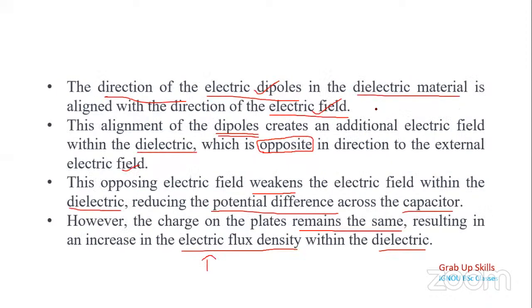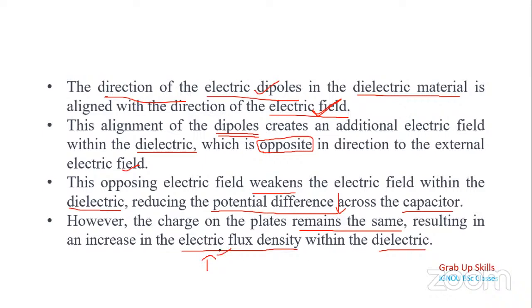Okay, so now the direction of the electric dipoles in the material is aligned with the direction of the electric field. The alignment of the dipoles will create an electric field which is opposite to the direction of the external field. This opposing field will weaken the electric field within the dielectric, so the potential difference would be reduced. However, the charge on the plates will remain the same, which will increase the electric flux density within the dielectric.